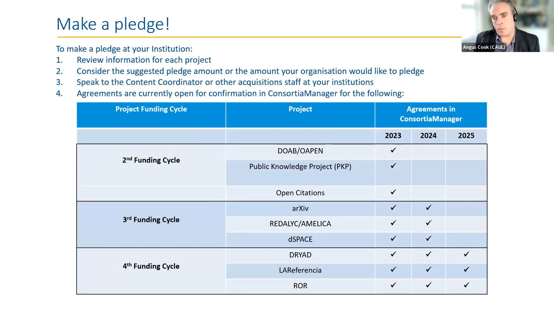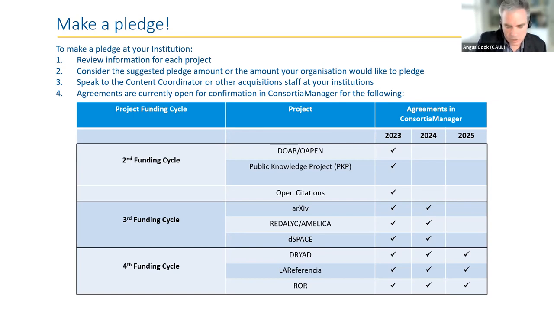What we have at the moment, we've just finished setting up the agreement pages in Consortium Manager. One difference that procurement staff on the call here might notice is that we've actually gone ahead and set up the agreement pages for following years. So we've done that already for the next 3 years, and you're welcome to confirm for next year or 2025 if you're thinking that far ahead. If you're not able to access Consortium Manager or not actively involved in procurement, but are able to support your colleagues at your institution with making the pledges, please speak to the content coordinator at your institution to assist with that.